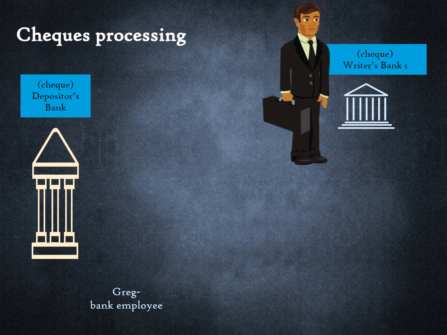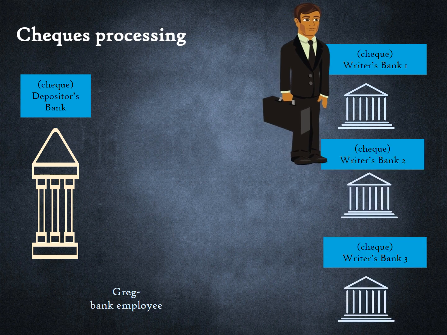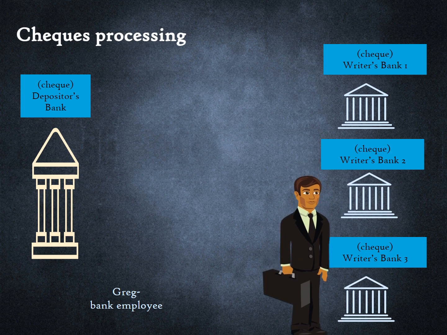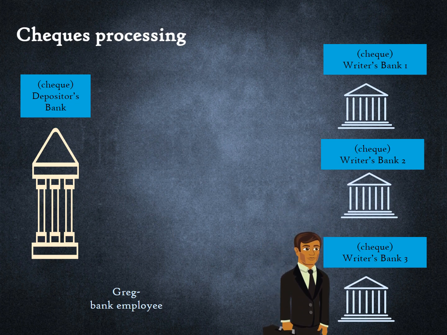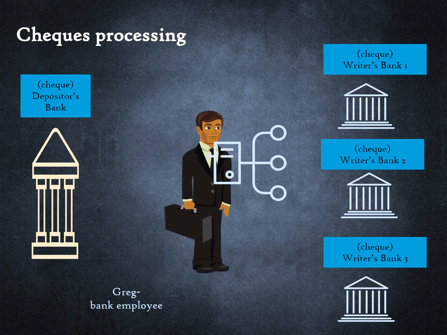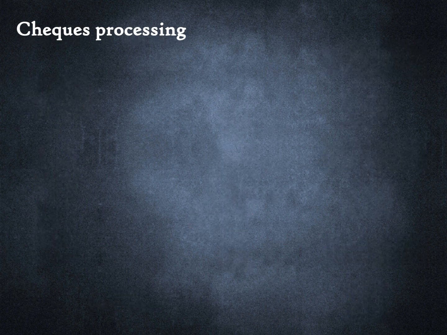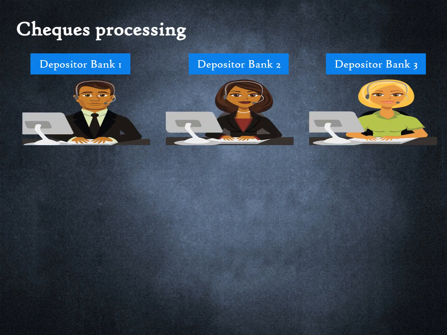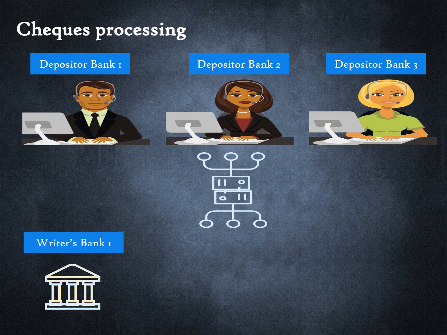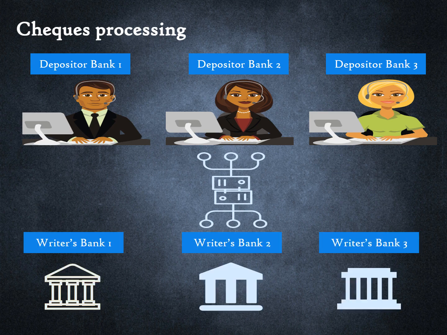But Greg's bank receives checks written on other banks. So, Greg travels to each of these banks. But it would be easier if Greg deposited all checks at a central hub. This central agency collates checks from all depositor banks, sorts the checks by the paying banks and sends them to the paying banks. We can take this to the next level. The depositor banks scan the checks and upload them to the central agency's database, from where the checks are assigned to the queue of the various paying banks.